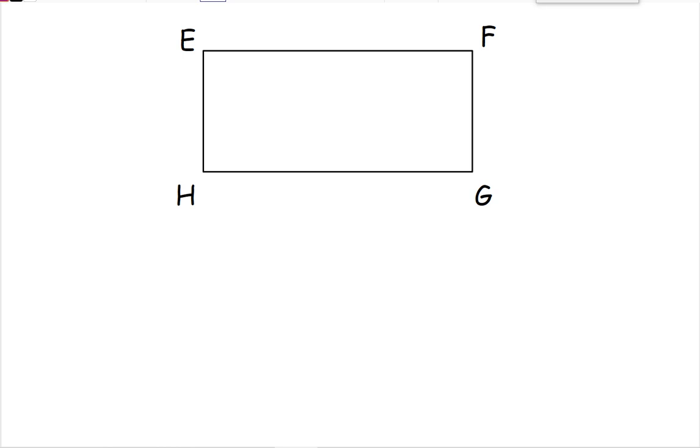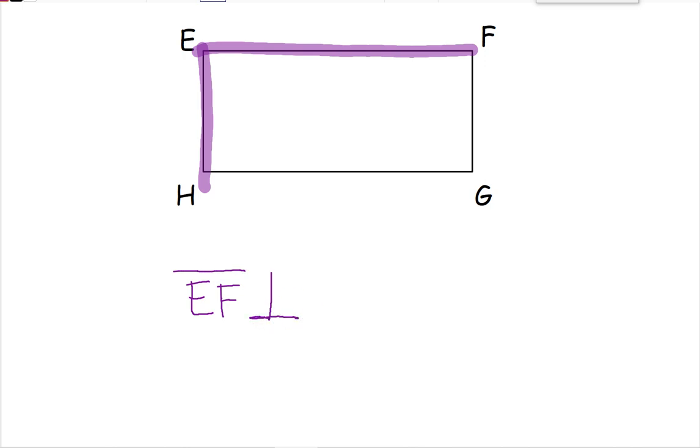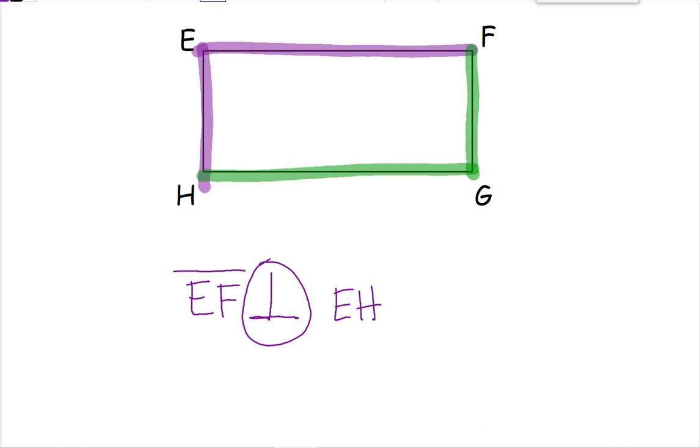If I wanted to write what the perpendicular lines were, I might say that the lines were EH and EF. And to draw that, I would say EF, the line EF, is perpendicular, and we use this symbol to show perpendicular, to EH. I could also say that FG is perpendicular to GH.